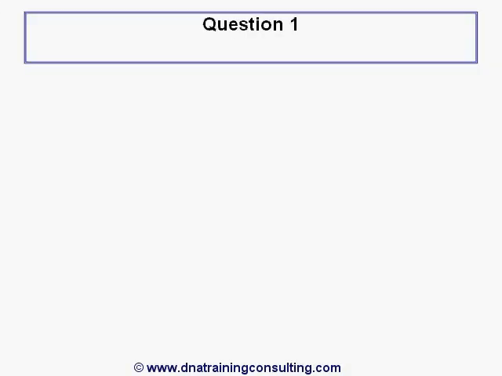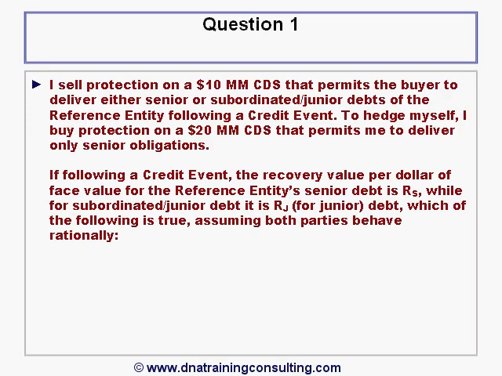Question 1. I sell protection on a $10 million notional CDS that permits the buyer to deliver either senior or subordinated/junior debts of the reference entity following a credit event. To hedge myself, I buy protection on a $20 million notional CDS that permits me to deliver only senior obligations.